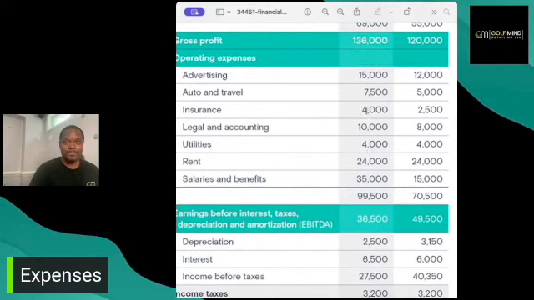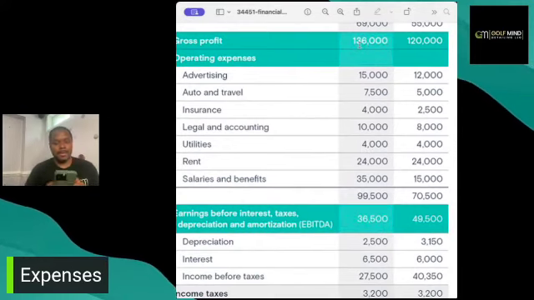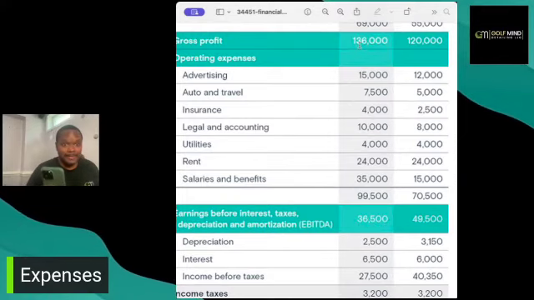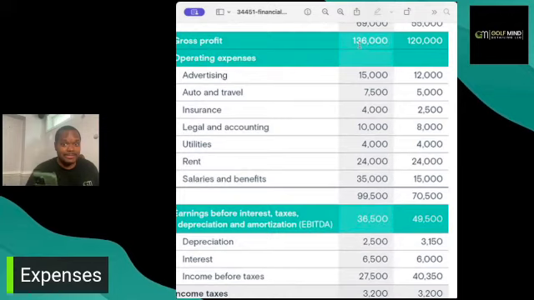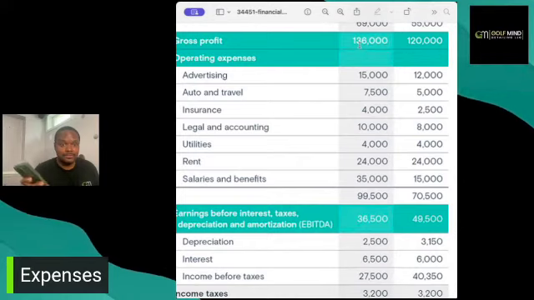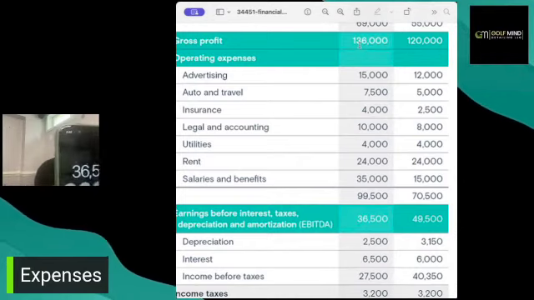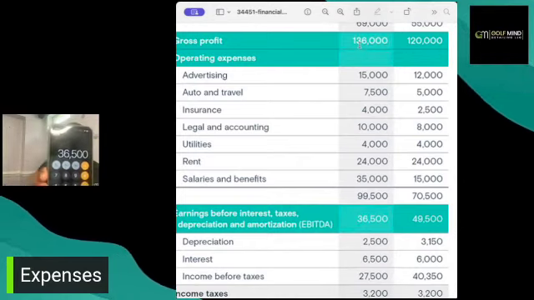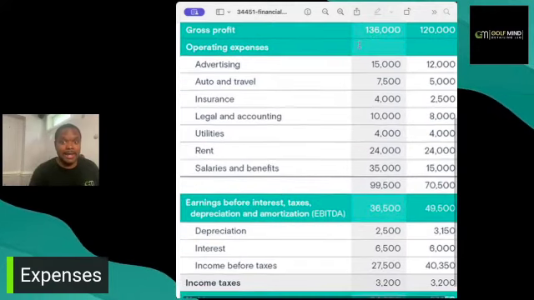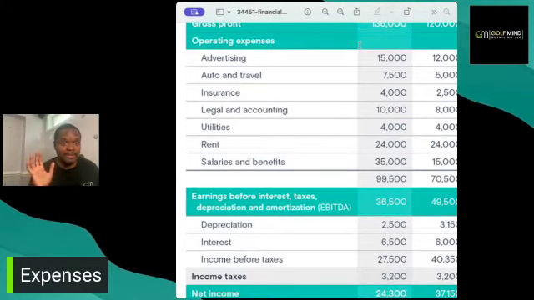So we really go down and do the math. Let's do the math together. I got my phone, got my calculator. So I have $136,000, right? Minus 99,500 equals $36,500. So that means that basically the earnings that I've gained after everything has been taken out.